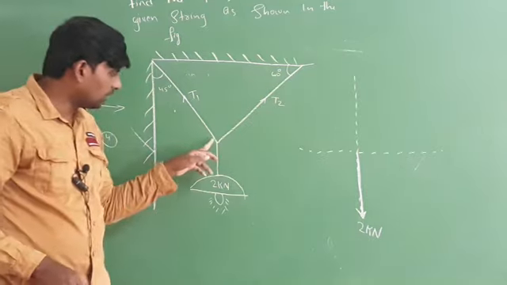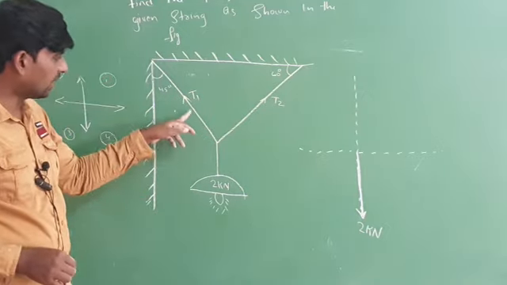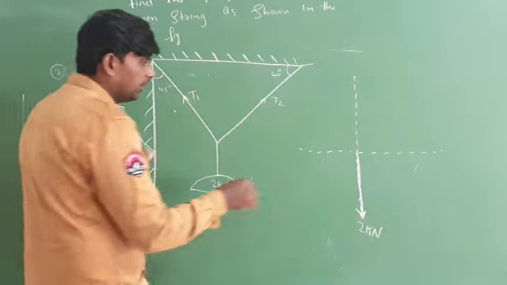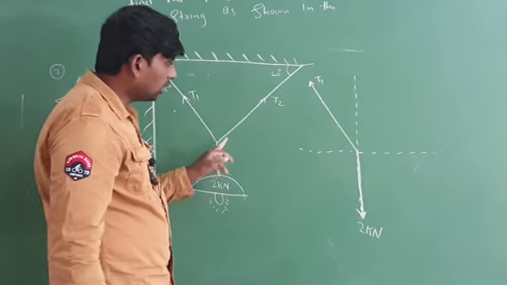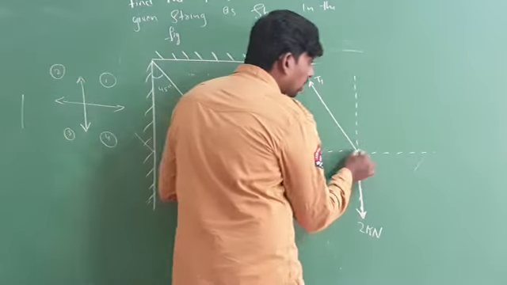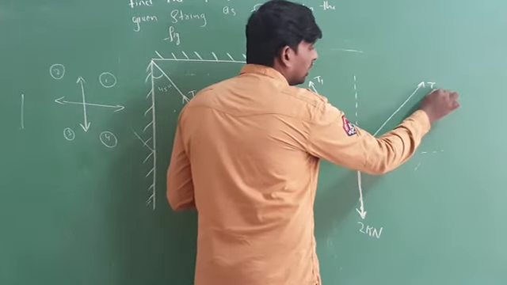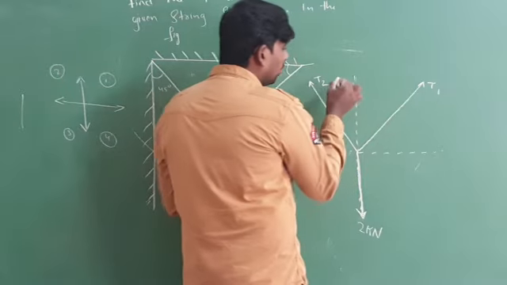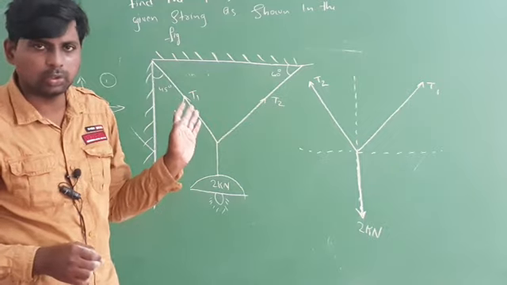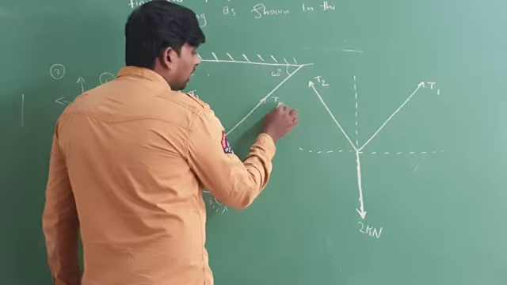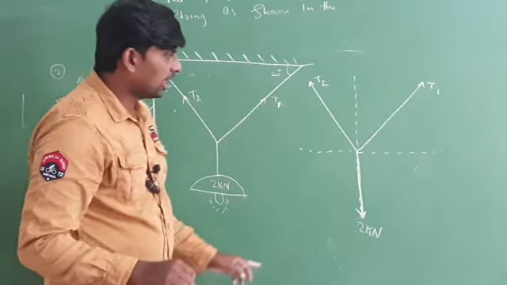So here T1 is lying in which quadrant? As you can see the direction I mentioned here, T1 is lying in the second quadrant. And T2 is lying in the first quadrant. Or this one you can take as T1 or this one you can take as T2. It's up to your wish. So this one I am assuming as T1 and this one I am assuming as T2. So T1 is lying in which coordinate?